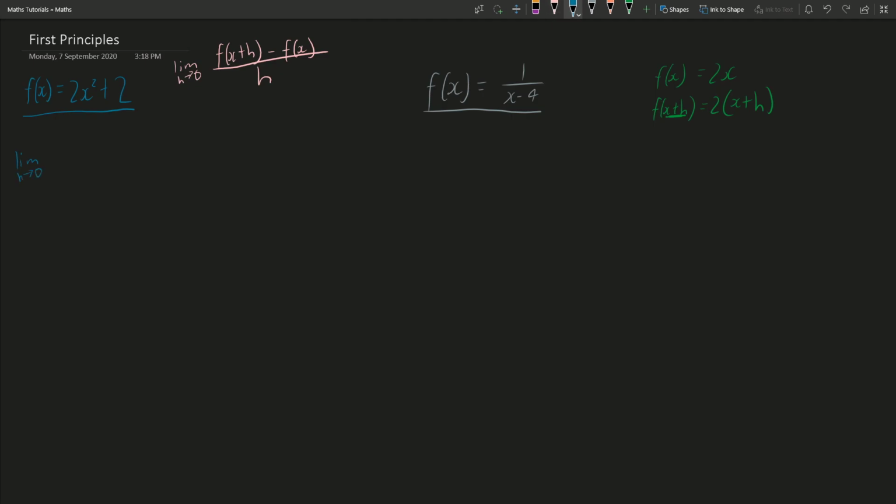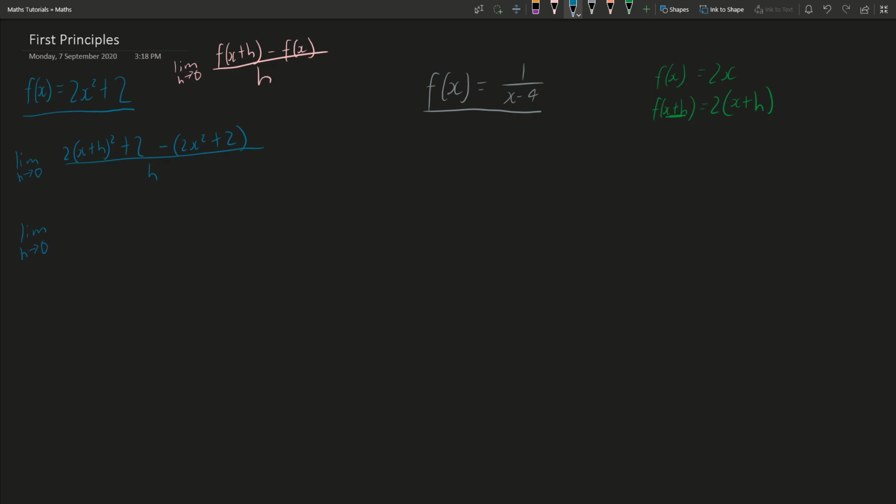So as h approaches 0, we have f of x plus h. Now we sub x plus h anytime we have x. So we have 2 times x plus h squared plus 2 minus 2x squared plus 2 over h. And then from here, we pretty much just start simplifying, remembering to write limit of h approaching 0 as you start each new line of the equation.